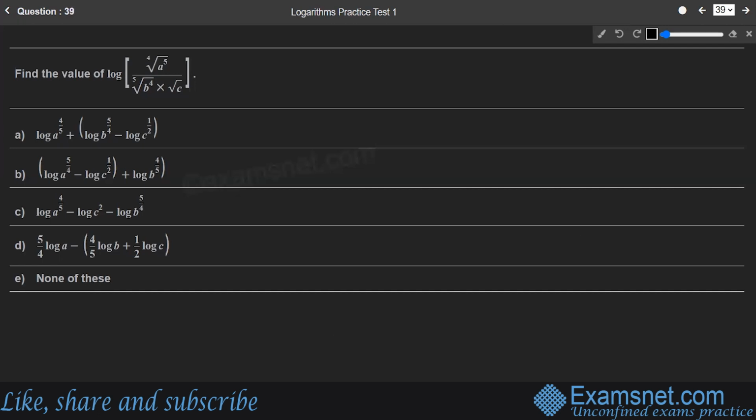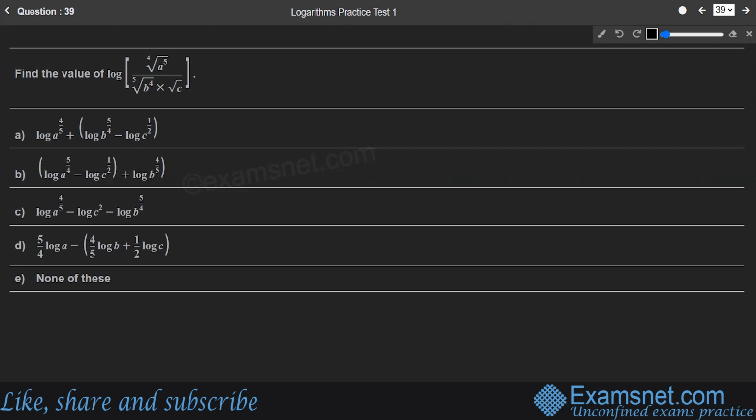Now find the value of log. The numerator is the fourth root of a to the power 5. The denominator is the fifth root of b to the power 4 into the square root of c. That is the expression. Okay, let us try to solve this.